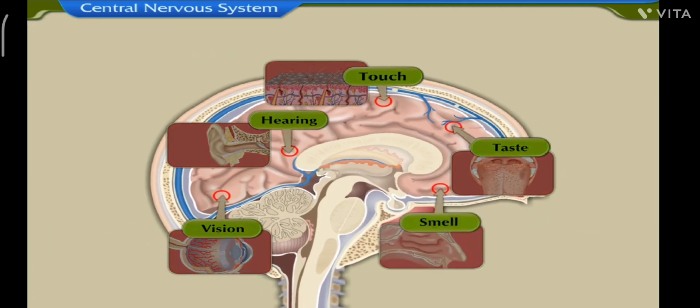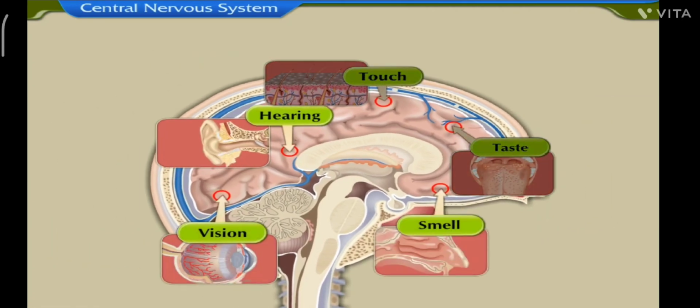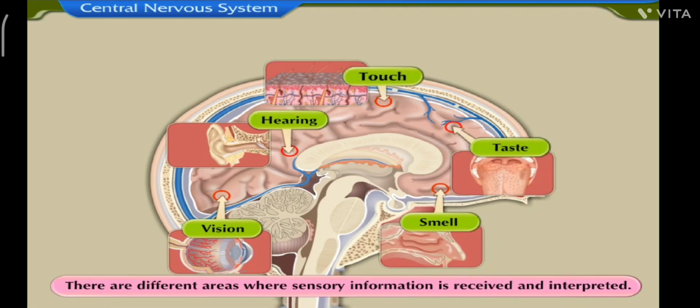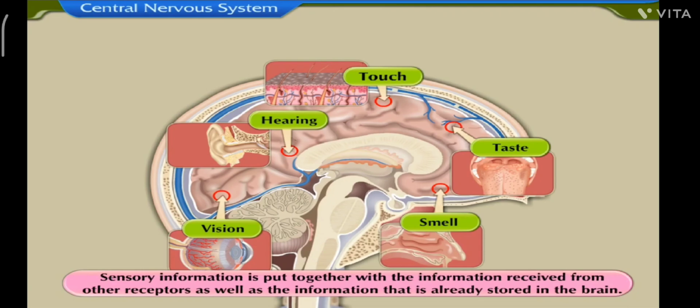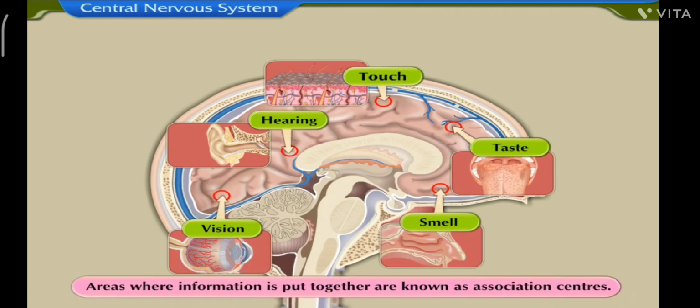The areas for smell, hearing, and vision are separately located. There are different areas where sensory information is received and interpreted. It is put together with the information received from other receptors as well as the information that is already stored in the brain. Such areas where information is put together are known as association centers. On the basis of all this, a decision is taken on the way to respond.